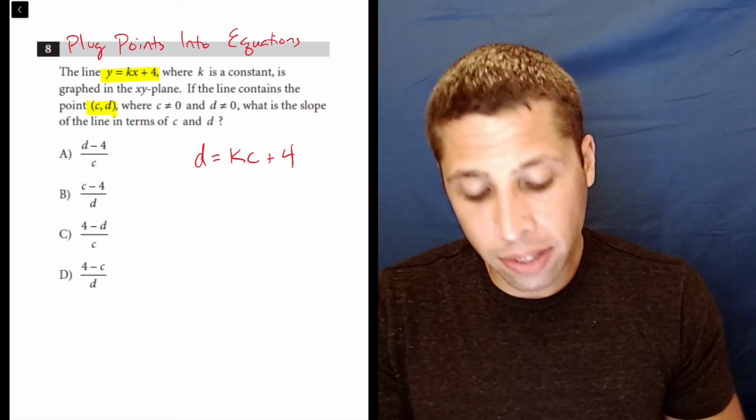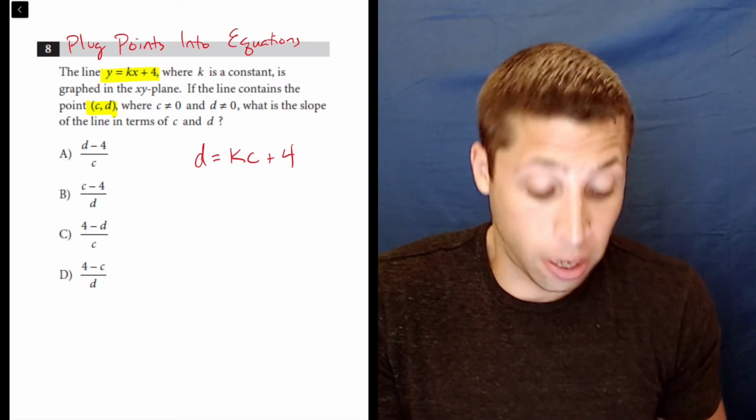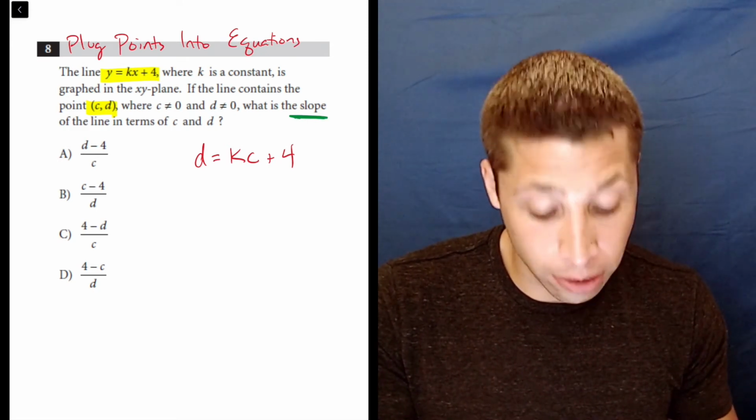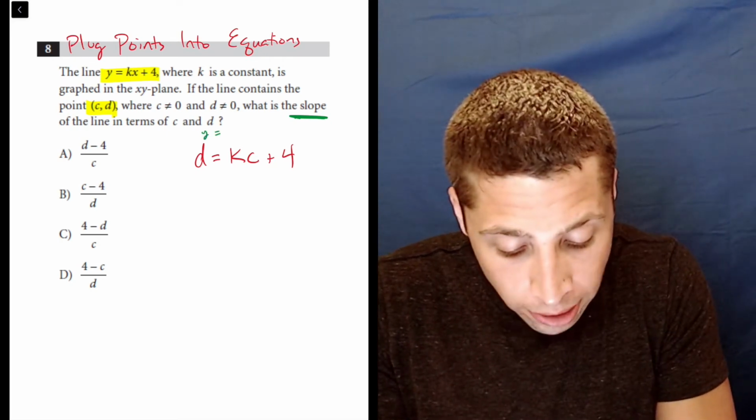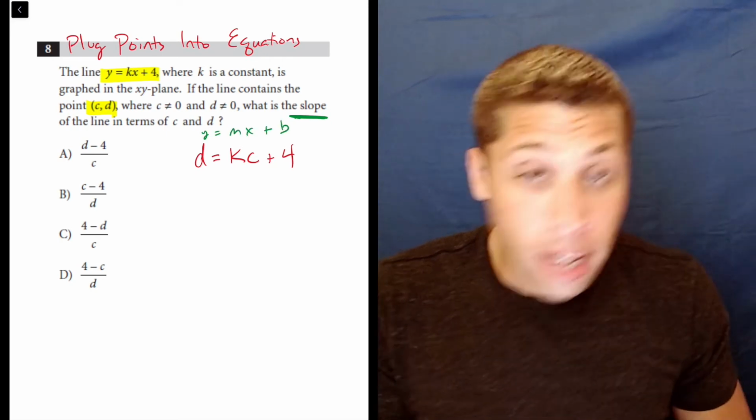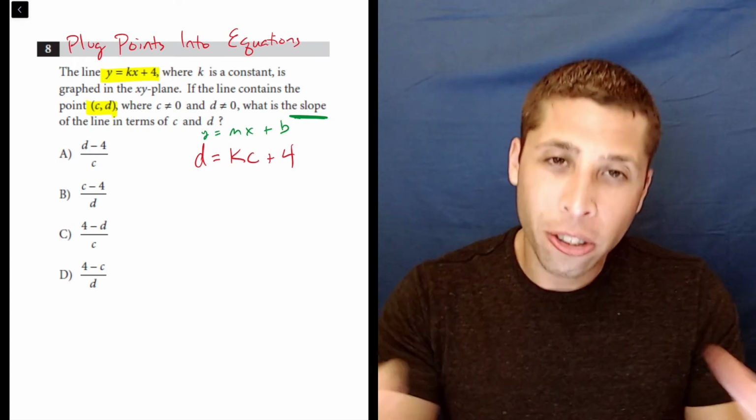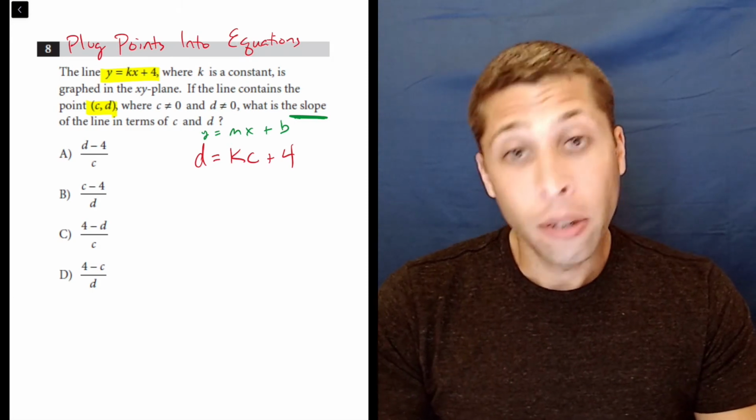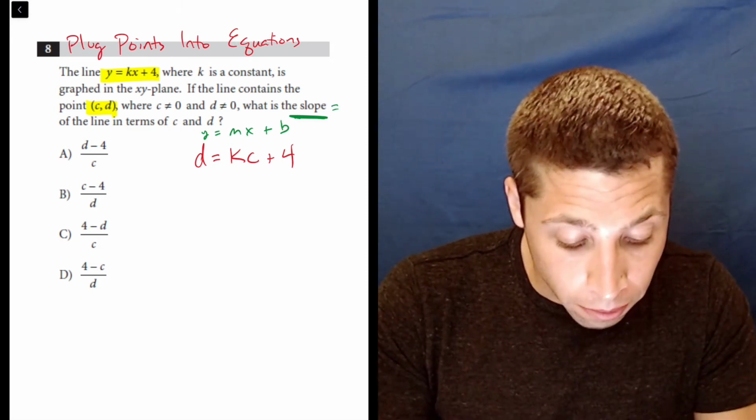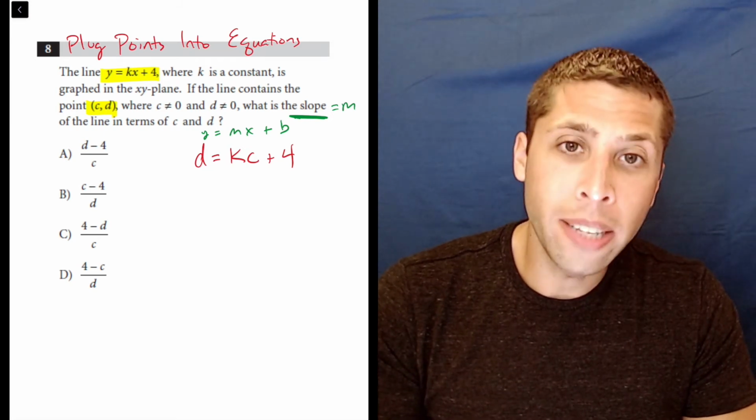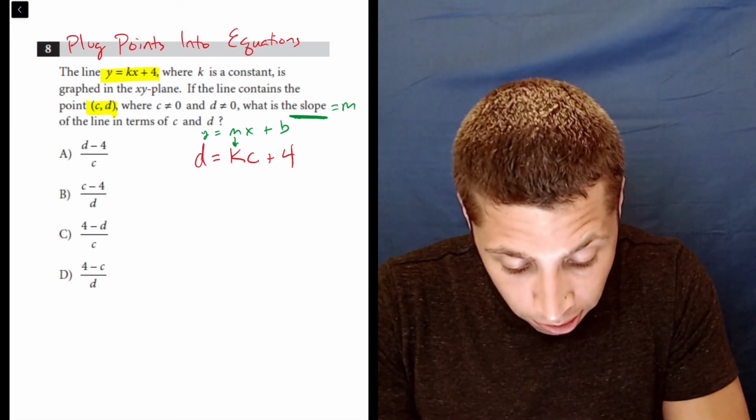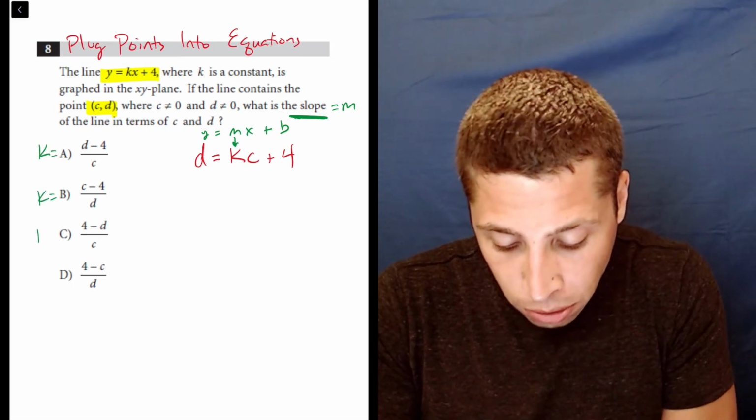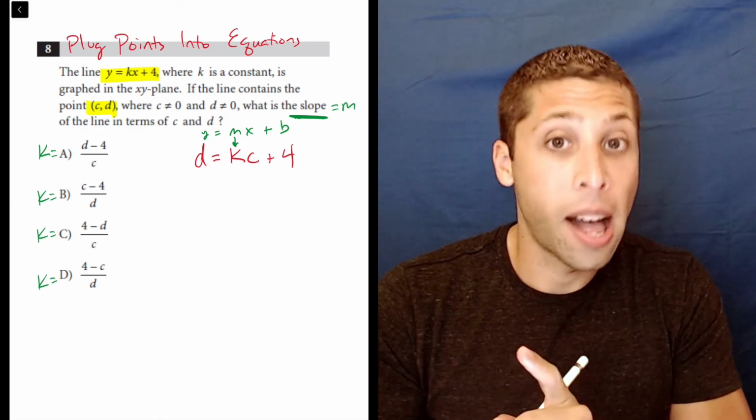But the question is asking for something that we also really understand pretty well, hopefully, the slope. We know that every line follows the traditional format, y equals mx plus b. Now the letters may change, but the structure remains the same. And we know that m normally represents the slope of the line, right? So what they're asking us to do is solve for the slope, or in this case, to solve for k. That's what all of these answer choices are equal to. They don't write it, but it's implied.